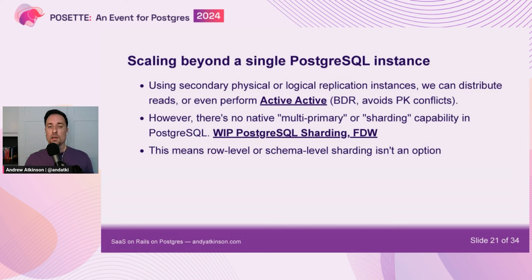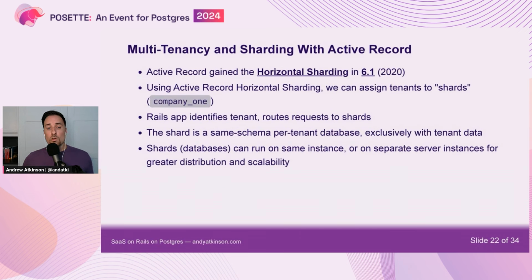And for that reason, it means row level or schema level sharding, where we might distribute pieces of our database to different nodes, isn't available to us out of the box with Postgres. So let's look a bit beyond.